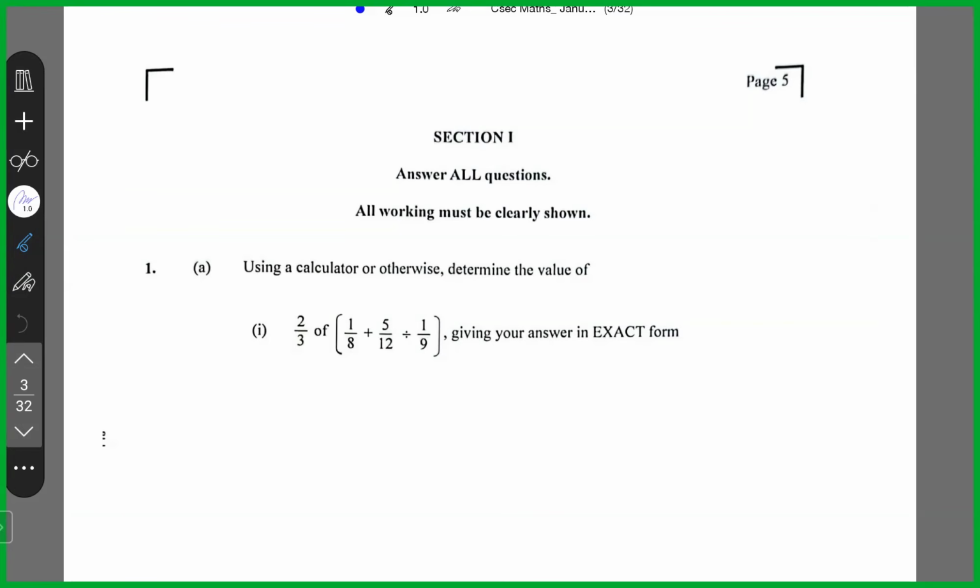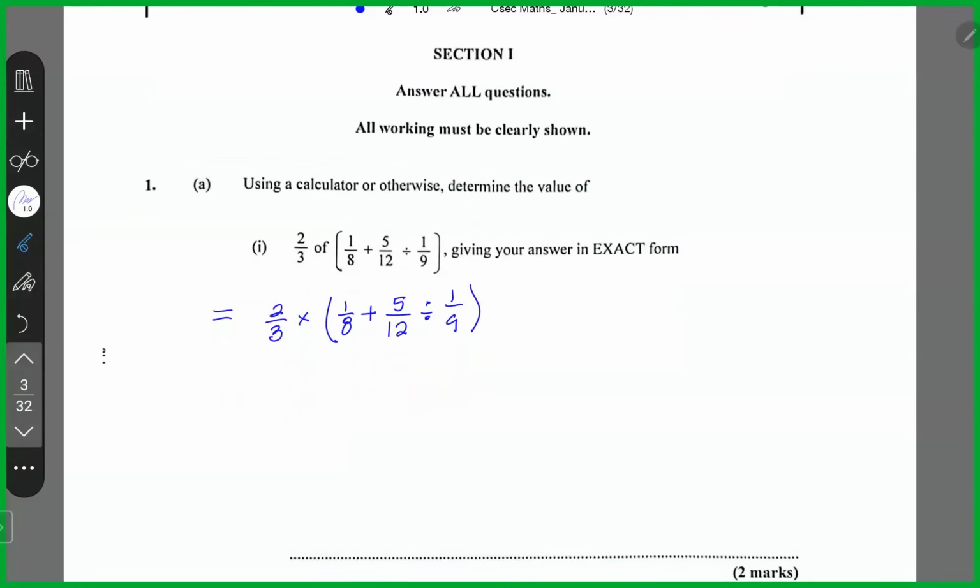So you could just type exactly what you see on your calculator, press equal, write down the answer, and you would not have a problem. Everybody should remember by now that "of" in mathematics means to multiply. So this is 2/3 multiplied by 1/8 plus 5/12 divided by 1/9. BODMAS says that you must work whatever is in the bracket first.